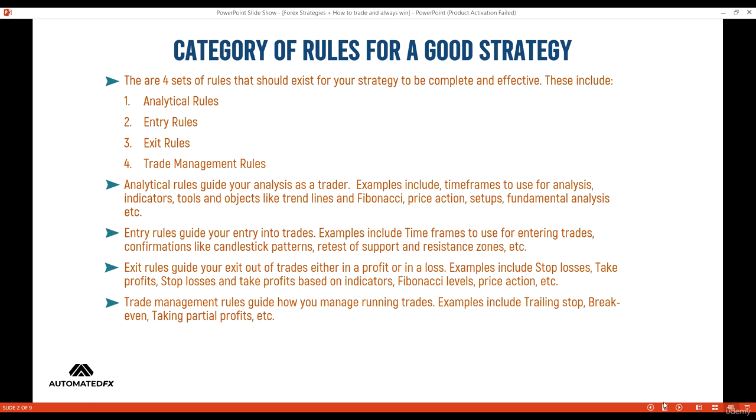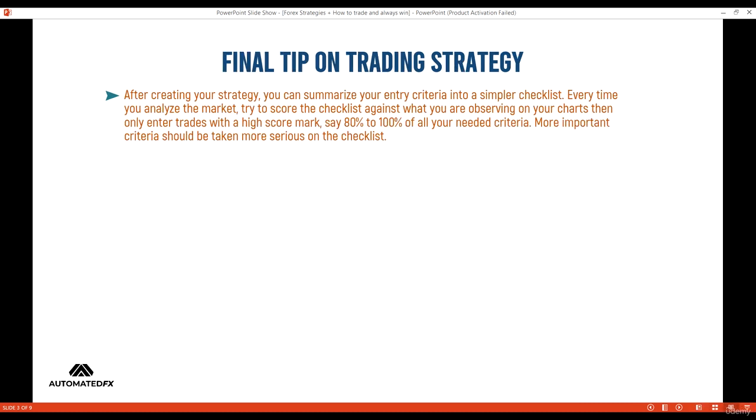So these are the rules that have to be in place for you to create very good trading strategies. And then a final tip on trading strategies. After creating your strategy, you can summarize your entry criteria into a simple checklist, okay? And then every time you analyze the market, you try to score the checklist against what you are observing on the charts. Then you only enter trades with high score marks, say 80 to 100% of your needed criteria. More important criteria should be taken more seriously on the checklist.